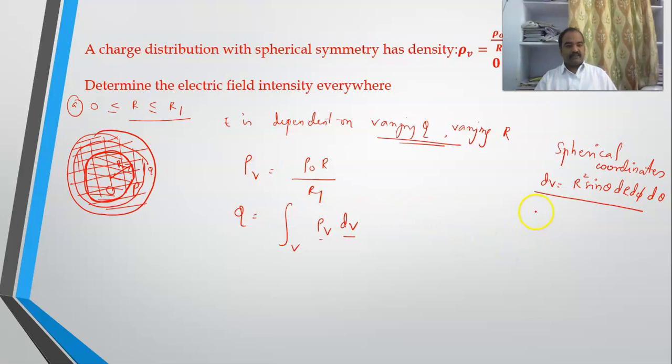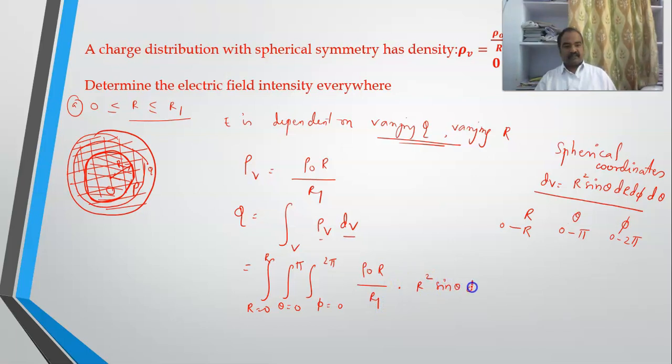So r value will be from 0 to r, whereas theta value will be from 0 to pi, and phi value will be varying from 0 to 2 pi. So r is varying from 0 to r, theta from 0 to pi, and phi from 0 to 2 pi. Its value is rho naught r by r1 into r square sine theta dr d theta d phi.